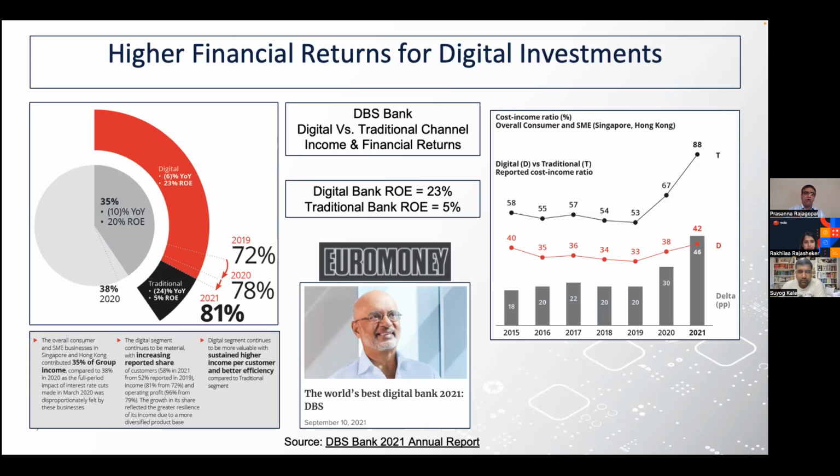Overall, the CFO found the financial return measured by return on equity was 23% for digital channel compared to a meager 5% for the traditional channel. She also found that cost to income ratio of the traditional banking channel is much higher at 88% compared to just 46% for the digital medium. There is no doubt that the digital medium offers superior profitability for a financial services company.